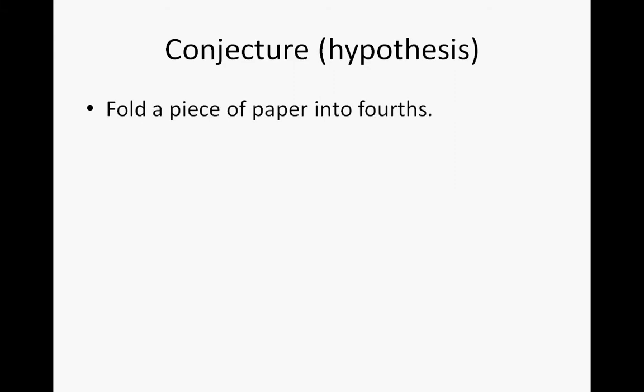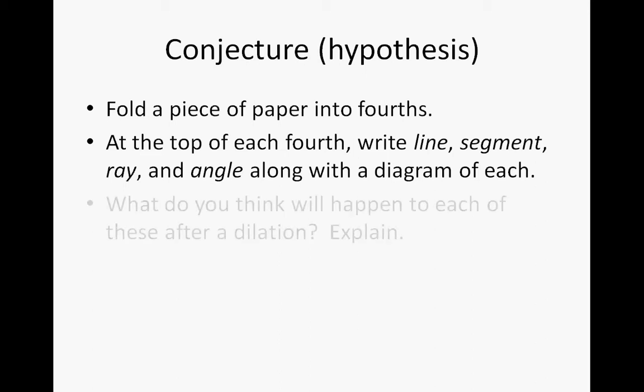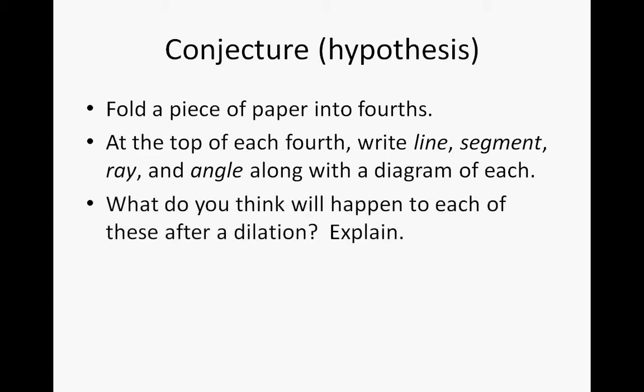You're going to take your piece of paper and fold it into fourths. And once you've done that, at the top of each fourth, you're going to write line, segment, ray, and angle. And you're going to draw a picture of each of those underneath your headings. Once you've done that, I want you to write down what you think will happen to each of these 4 items after they go through a dilation, and make sure you explain why you think it's going to happen. Once you have completed that, go ahead and continue the video.